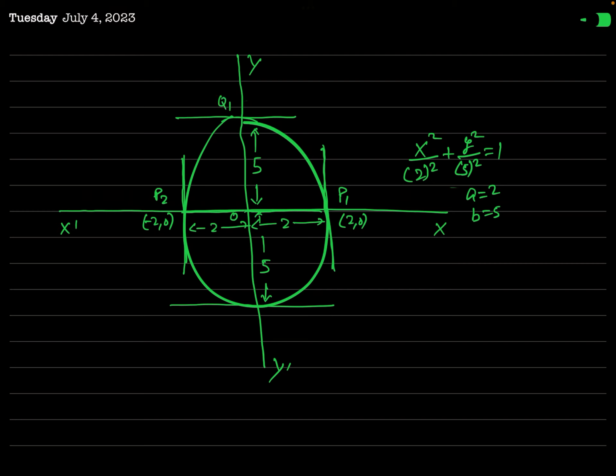And now consider the point Q1. You can see this figure. When you draw a tangent at point Q1, it will be parallel to the x-axis.